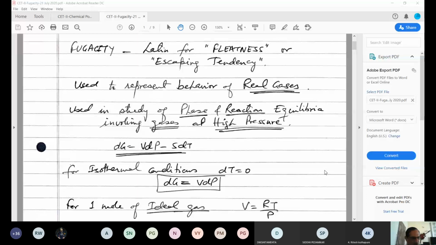Is that okay? Is that understood? P plus A by V square, what does it mean? Ultimately it is the same. P into V is equal to RT, right? Instead of P into V, we are saying P is replaced by P plus A by V square. So it is the effective pressure of a real gas, and V minus B is what?